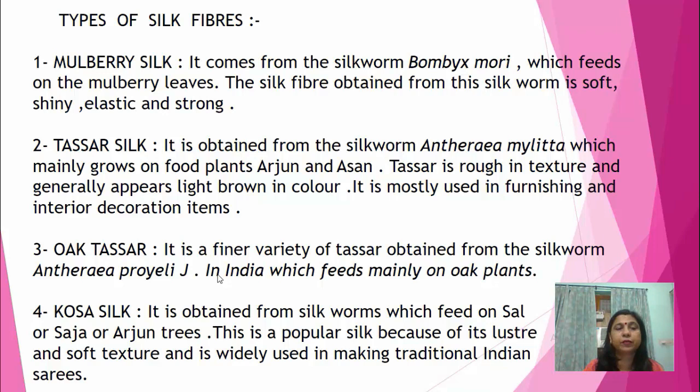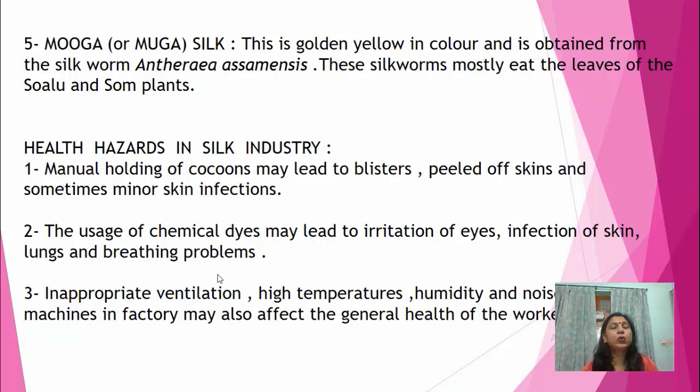The next type of silk is the Muga silk. It is golden yellow in color and is obtained from the silkworm Antheraea assamensis. These silkworms mostly eat the leaves of the Soalu and Som plants. Now, as there were health hazards in the wool industry, there are health hazards in the silk industry also.